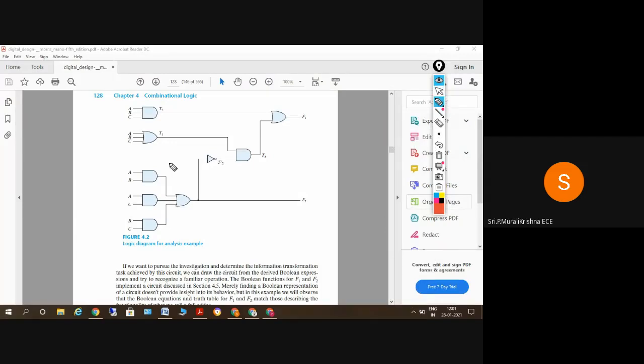Right, so this is how to analyze this circuit here. You can see this is one gate, this is another gate. This is an AND gate, this is an OR gate, and this is another OR gate, and this is an AND gate and an inverter. What we have to do here is find F1 and find F2.